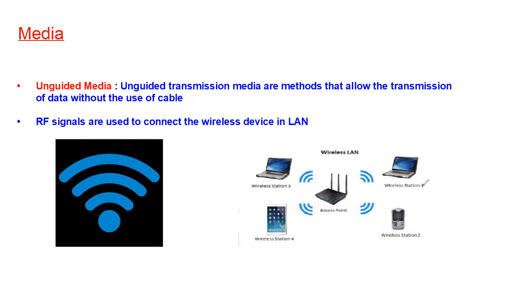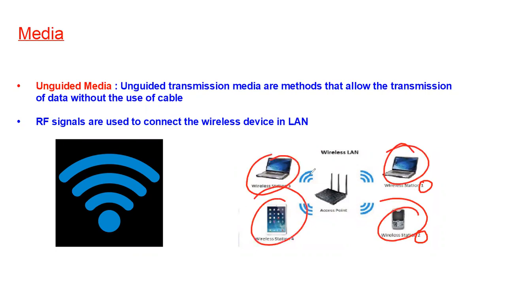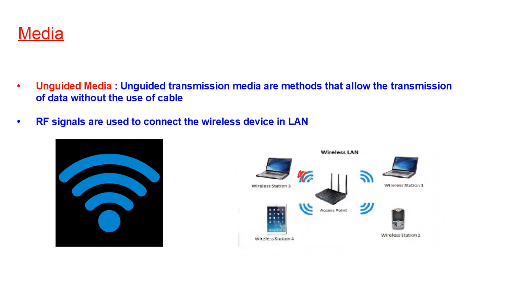In this example, we have wireless stations 1, 2, 3, and 4, and you want to make communication between all these wireless devices. They will transmit the RF signals to communicate with each other. So this is your unguided media.